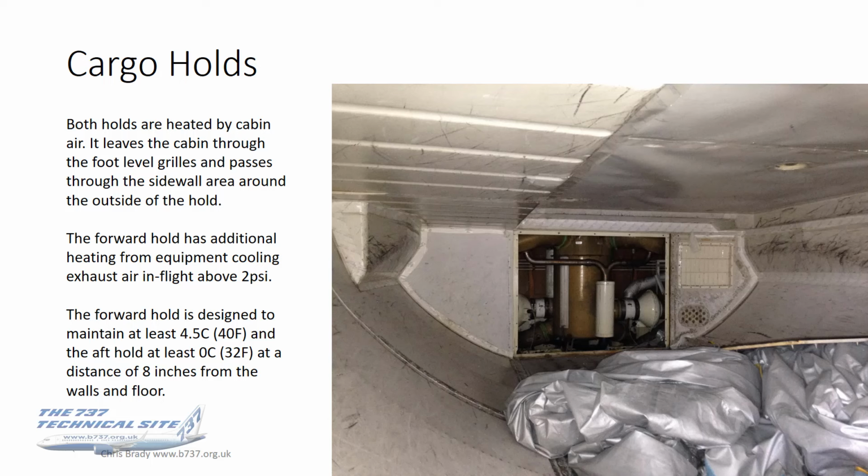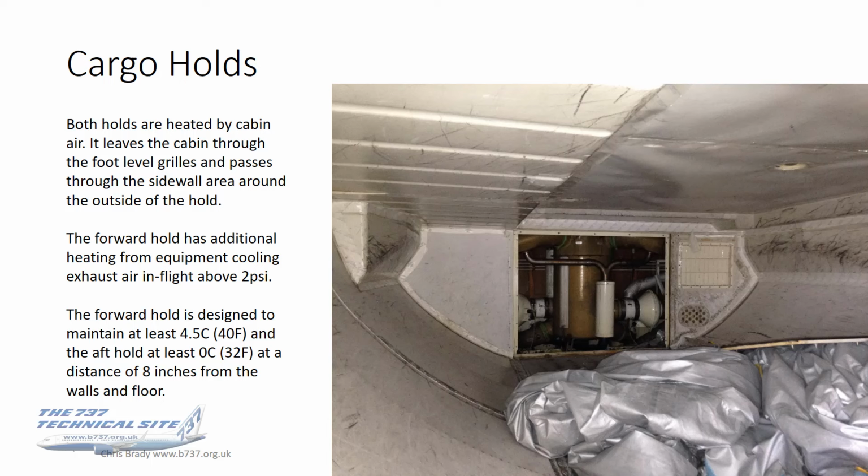The cargo holds are heated by cabin air. The cabin air leaves the cabin through foot level grills, which you will see between the side wall and the floor of the cabin. Next time you're in the cabin, if you haven't noticed them already, just have a look. They're about 1 inch or so wide, and they run the full length of the cabin. So the air goes out of the cabin down through those grills, and it then passes through the sidewall area around the outside of the hold.